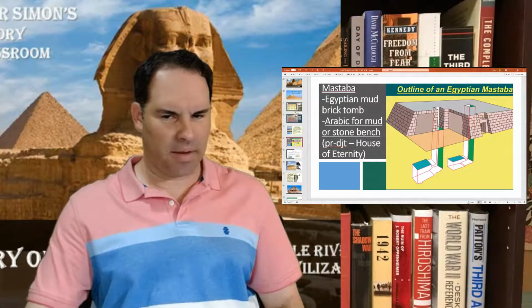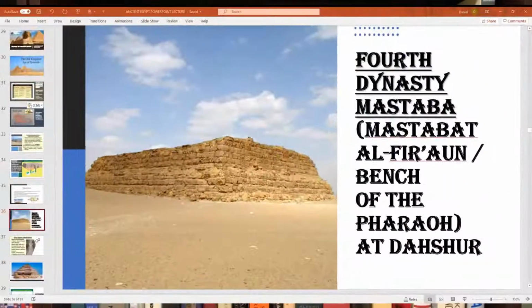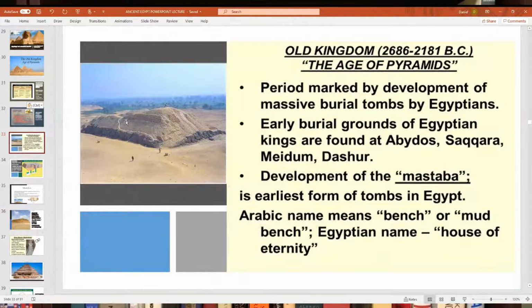I've got pictures showing some of the different mastabas that were built. I think here's one that was built in the 4th dynasty by one of their pharaohs. I think it's called the Mastabat al-Pharaon, the bench of the pharaoh, is what the name means. So that's one they probably restored that you're looking at. I think I showed you one that was a large size one. There's one on the left, this picture right here. It's a larger size one, almost like the bottom of a pyramid.